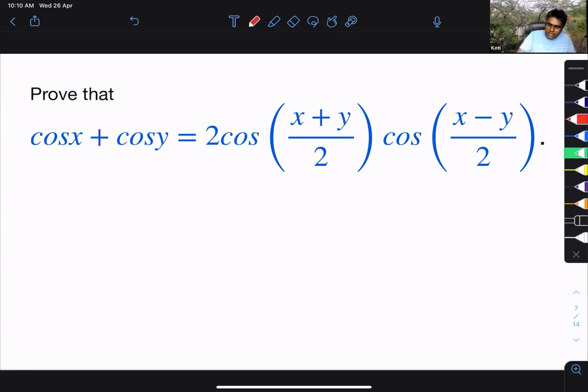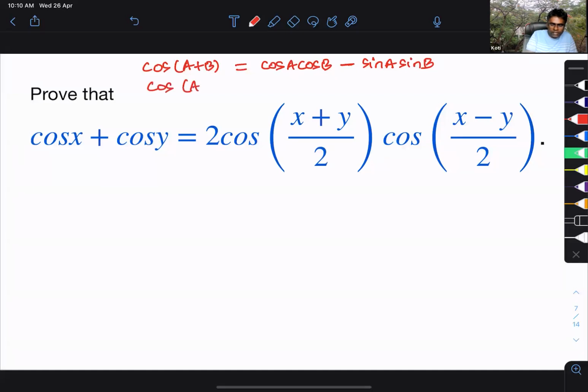Now, look at this, guys. I start from cos of a plus b, which is cos a multiplied by cos b minus, so there is a minus here, sine a and then sine b. And you have cos of a minus b, which is cos a into cos b, and then you get a plus sine a and then sine b.